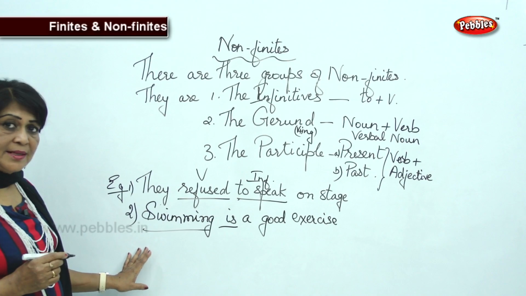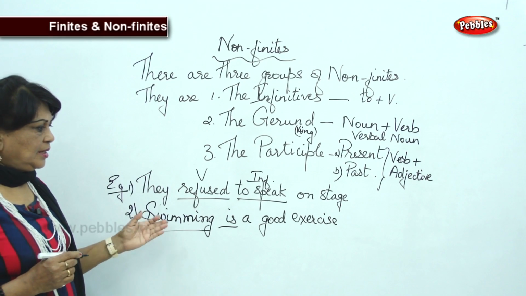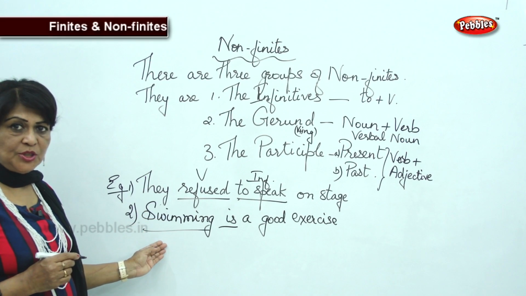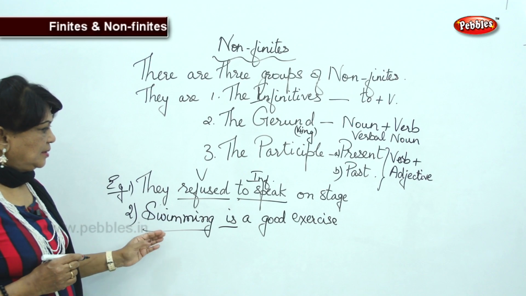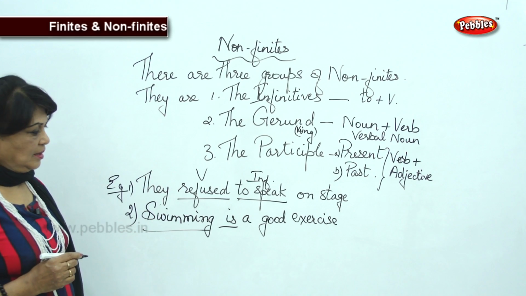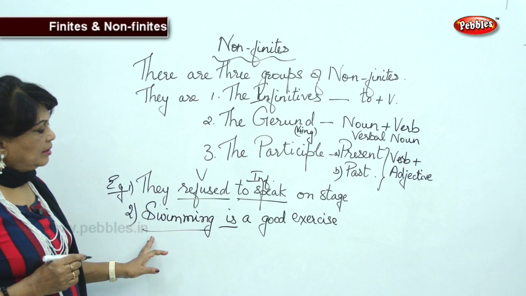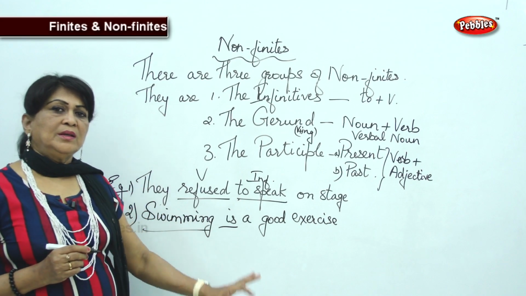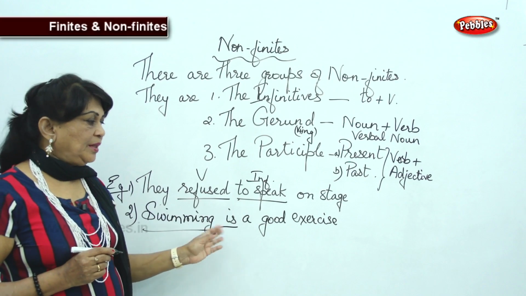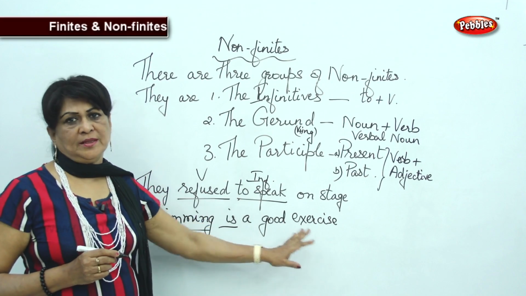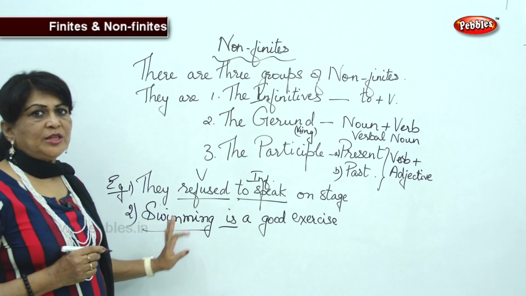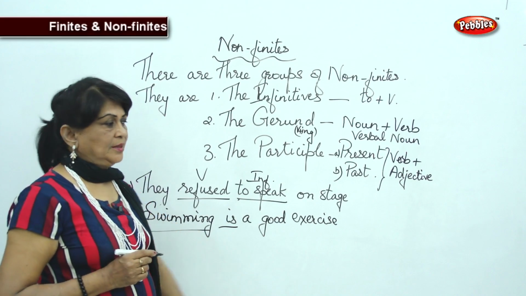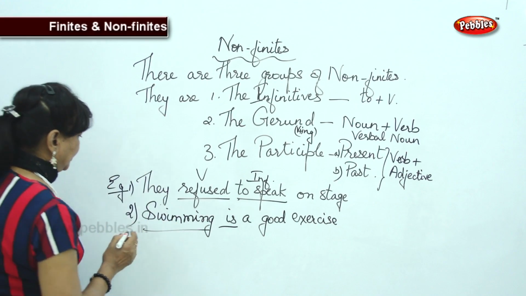What is a good exercise? Swimming. So here it is acting as a subject. Okay. This gerund is acting as a subject. In the same way, every day she goes for swimming. What does she go for? Swimming. There it comes as the object. So it can come as a subject as well as an object. Okay. Now participle.